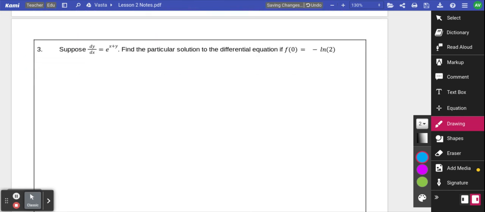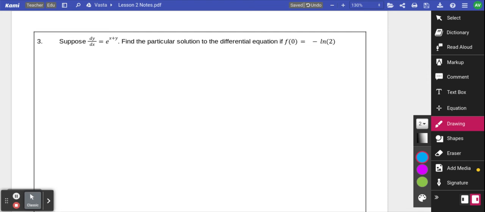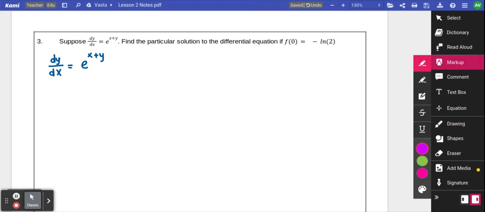All right, let's try another problem. This one again has something a little bit algebraic, a little bit tricky that we want to make sure we review. So our initial equation here is dy over dx equals e to the x plus y. And we want to find the particular solution. One thing I want to point out is that the y is not by itself here. And when y is not by itself, just like when we took the derivative, we have a special strategy for doing the antiderivative.